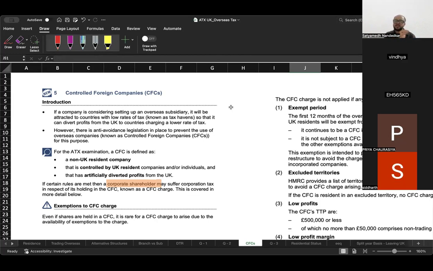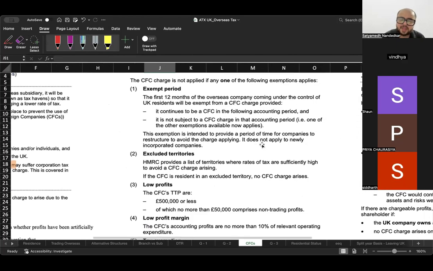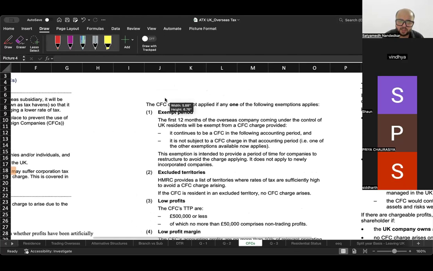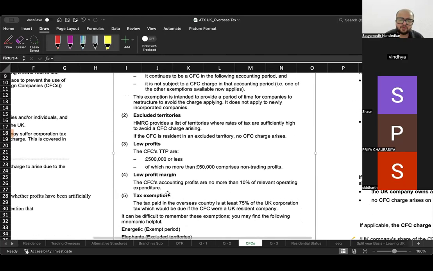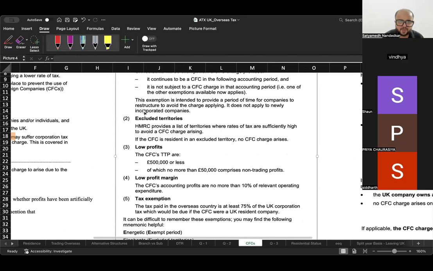Now, this CFC charge, although it is levied in certain cases, there are quite a few relaxations given, out of which there are 5 conditions. If you fulfill any one of these, then you are exempted from the application of the CFC charge. The first one is exempt period. Now, what is covered under this exempt period clause? We'll come to that in a minute. Let's look at the other 4 clauses first.